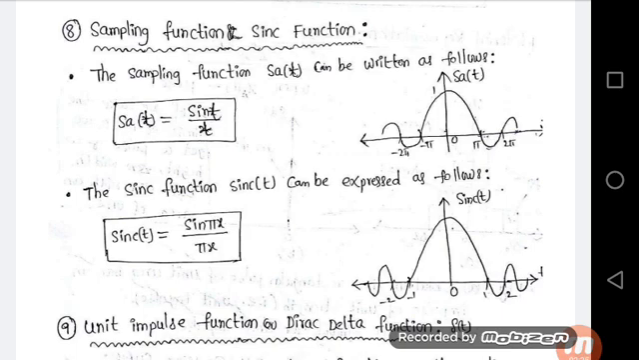And the sinc function, sinc of x, can be expressed as follows: sinc of x is equal to sin pi x by pi x. Here the wave lies between plus 2 and minus 2. These are the two different formulas we use to simplify problems in several conditions and situations.